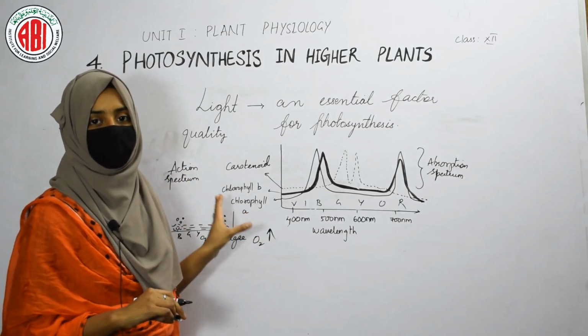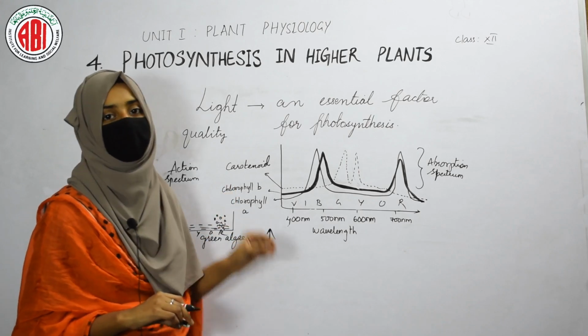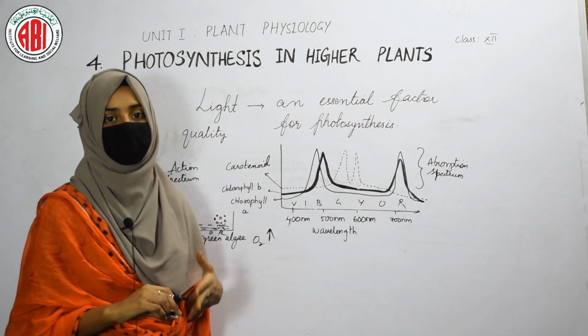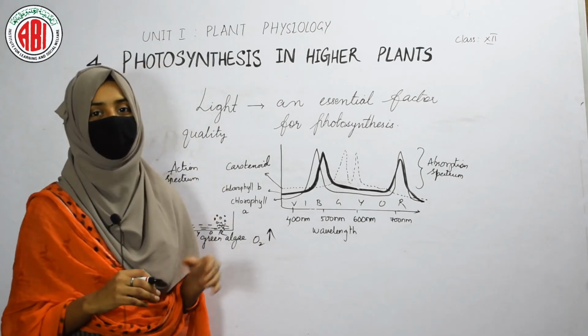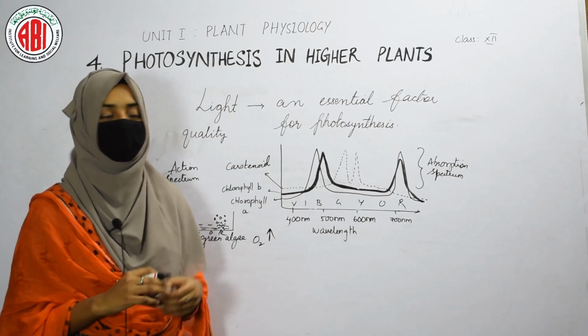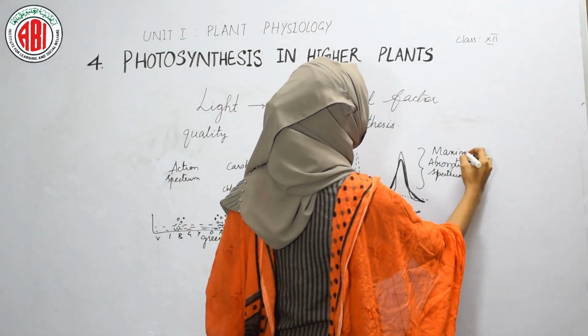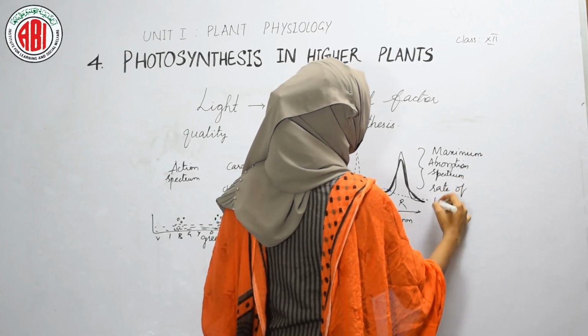So, because of these bubbles in the blue and the red region, we can estimate the rate of photosynthesis. Accumulation of more bubbles in the aquatic medium indicates that the rate of photosynthesis is high. If there is a maximum absorption, then the rate of photosynthesis is high.